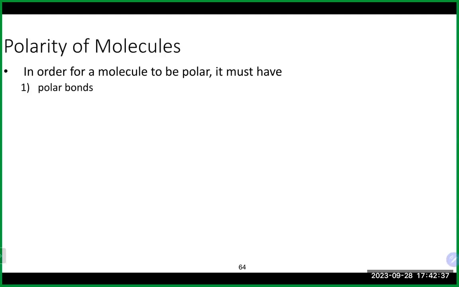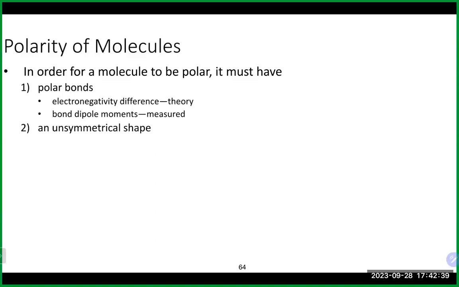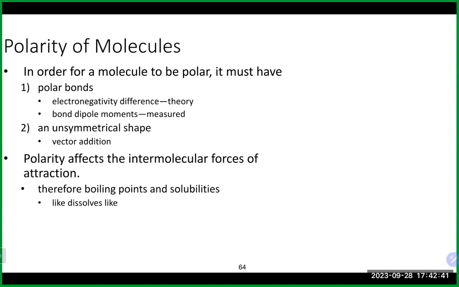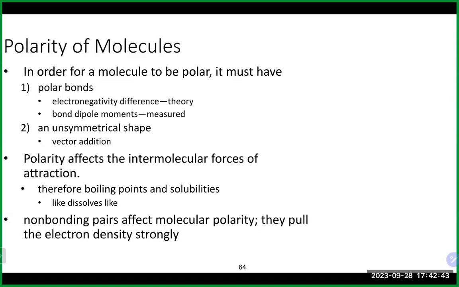Okay, we essentially finished chapter 4. We had a few slides to go, but we finished talking about really molecular polarity. So we'll just use this to review what we talked about.